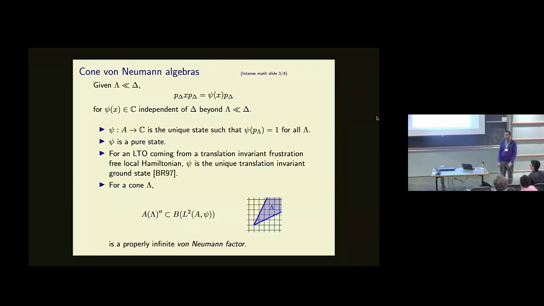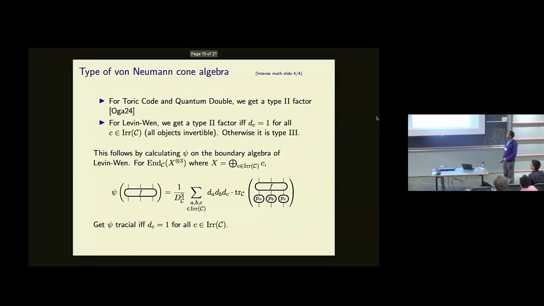So let's try to figure out what's happening. So we're like, oh, maybe they're always type 2. Now we're going to show they're always type 2. Well, they're not always type 2 either. And so for the toric code and quantum double, they're type 2. But for Levin-Wen, you get type 2 if and only if the quantum dimension of every object is 1, if every object is invertible. And otherwise it's type 3.